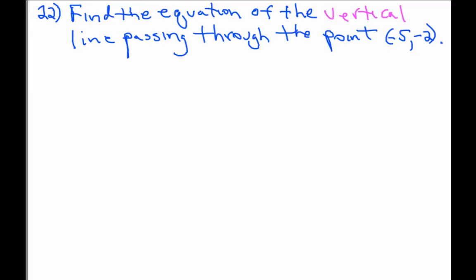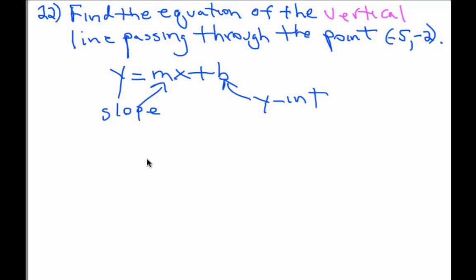When they ask you to find the equation of a line in general, what they want is the line in slope-intercept form. If you remember, the equation of a line in slope-intercept form is y equals mx plus b, where m is the slope and the b is the y-intercept.